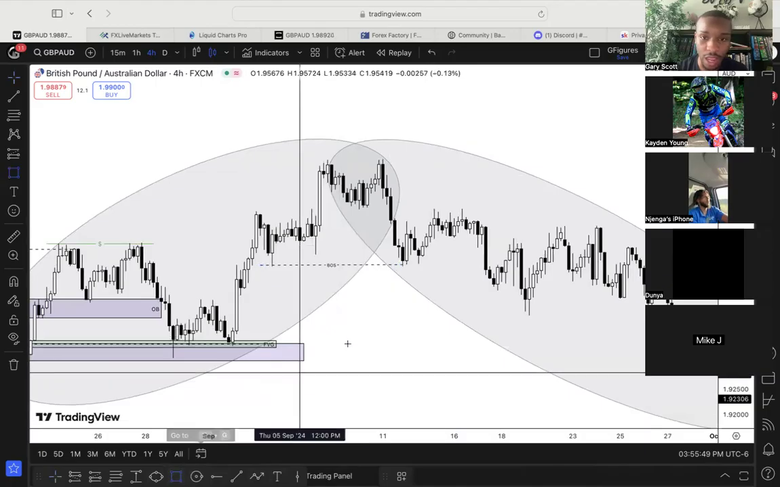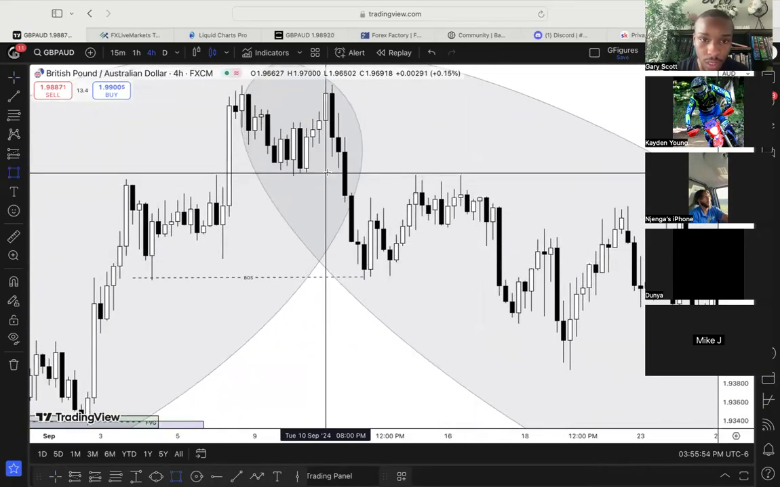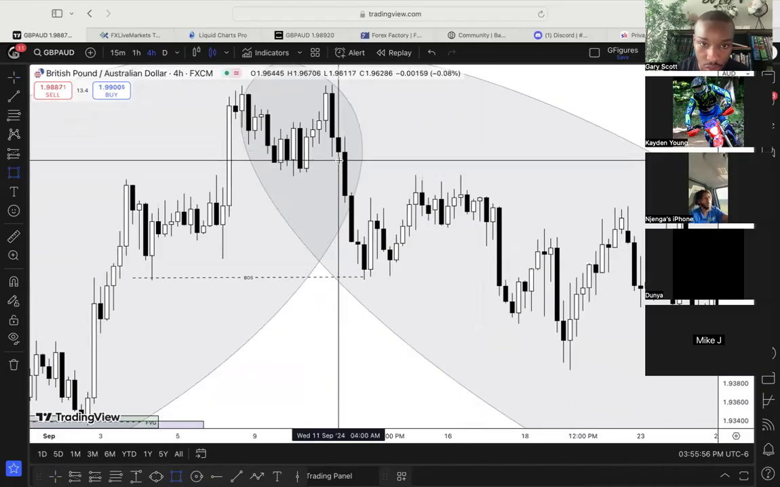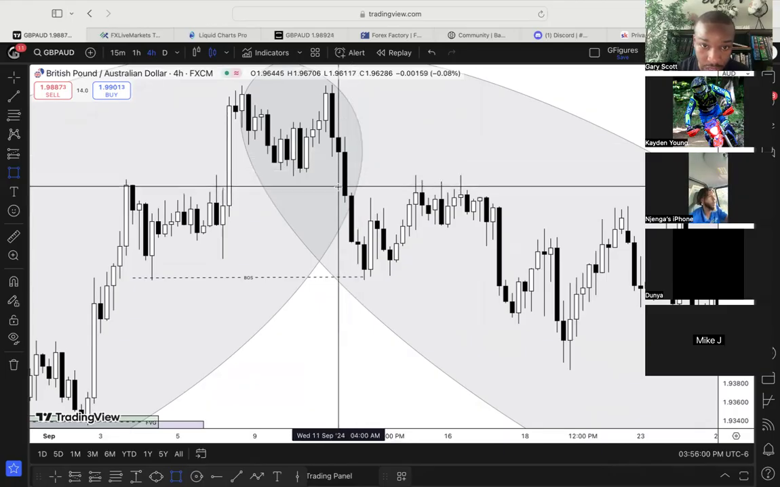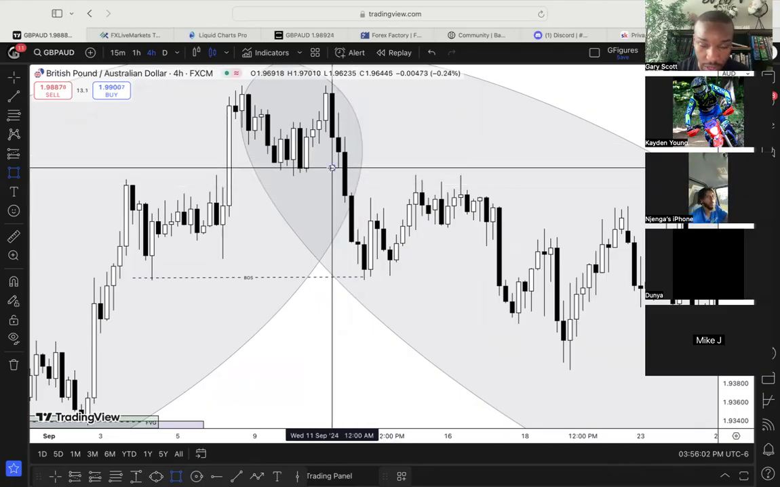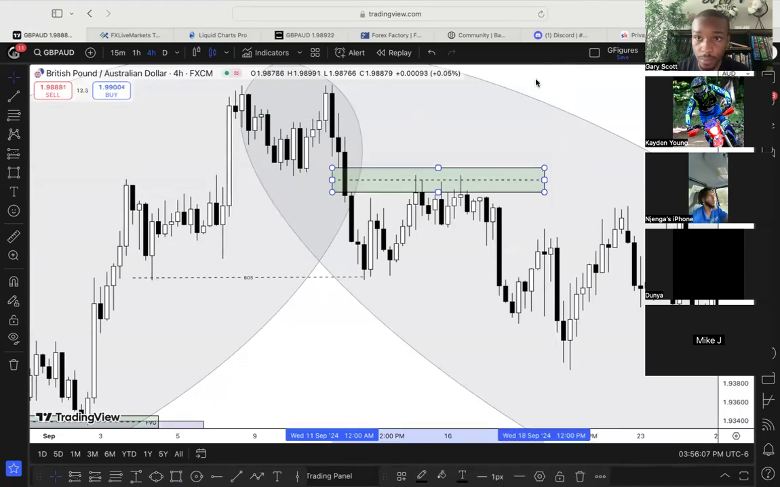Right? Fair value gap. What does a fair value gap look like in a downtrend? You see how this candle's wick and this candle's wick, they don't meet in between the body of this candle. That gives you your fair value gap.